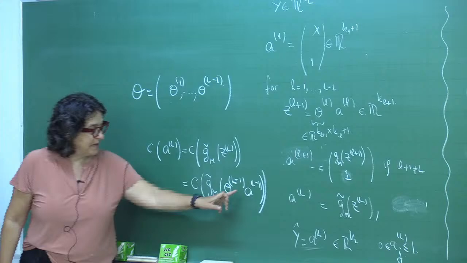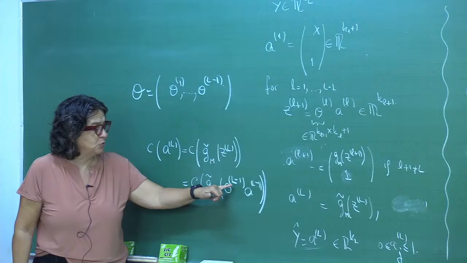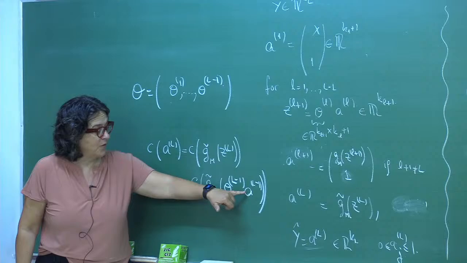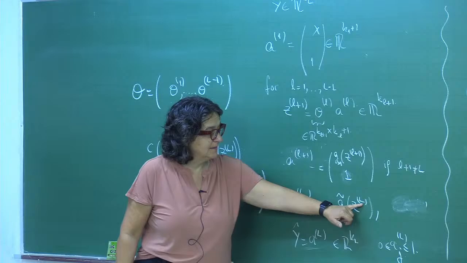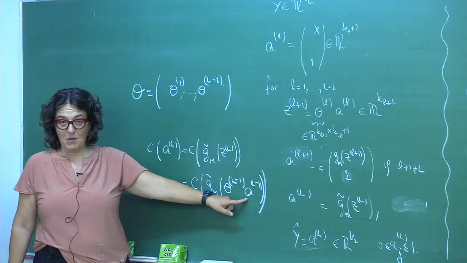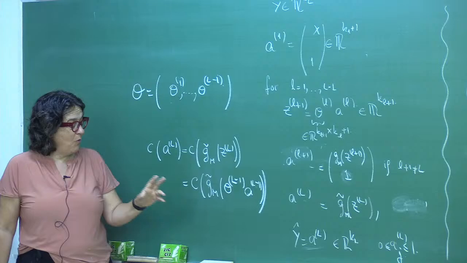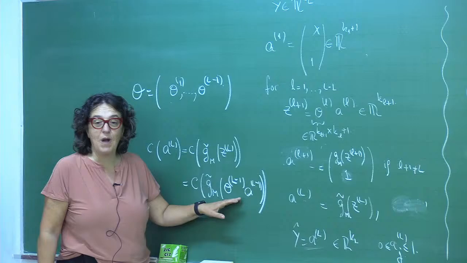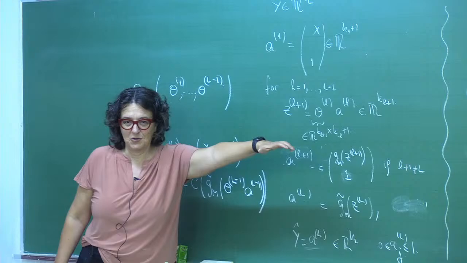Because if I want to compute with respect to theta L minus 2, I have to go one more step. I have to go from A L minus 1 to Z L minus 1, Z L minus 1 that goes to theta L minus 2. And this is why it's called backward propagation. Look at this: I have to go first to this one. This is the first one that is going to appear, and then it's going to appear theta L minus 2. And then let's stop here.